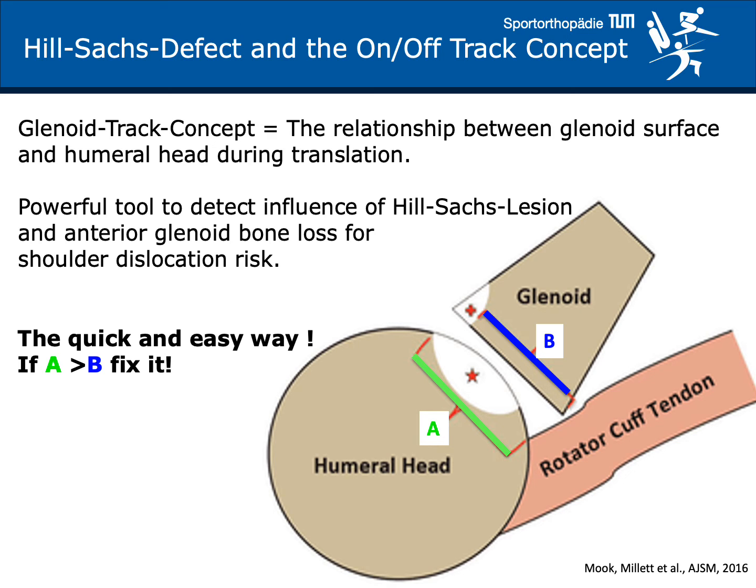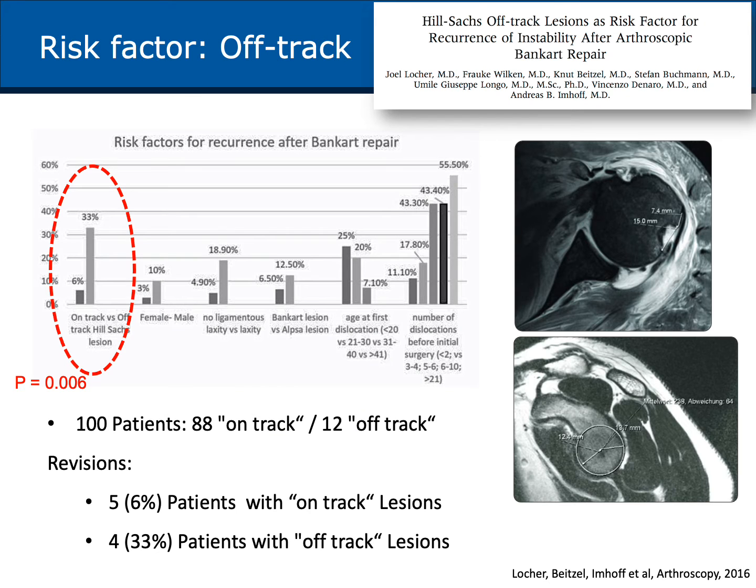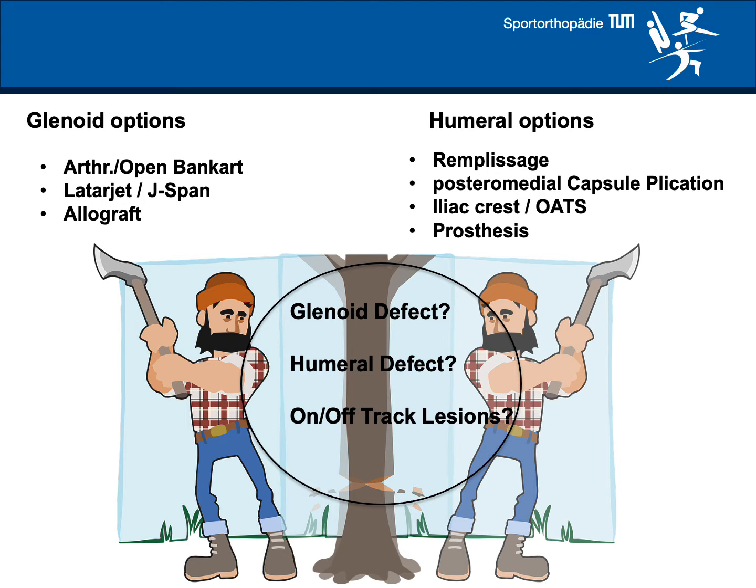You measure the distance on the glenoid and you measure the distance from the rotator cuff to the anterior part of the Hill-Sachs. And if A is more than B, you have to fix it. So it's an easier, practical way for every day. In our own series with 100 patients, 88 were on track. 30% of these patients with an off-track lesion had to be revised, so it's a clear sign we have to look closer at the bipolar lesion.